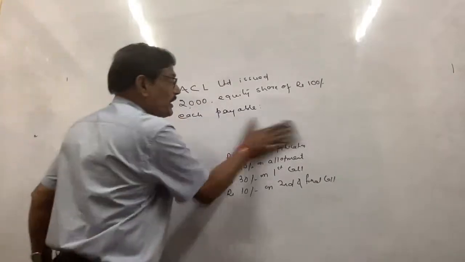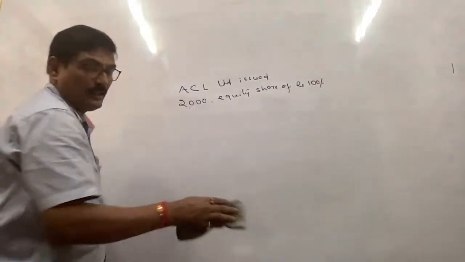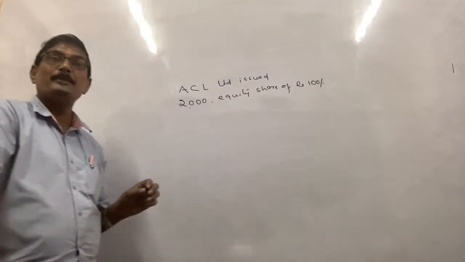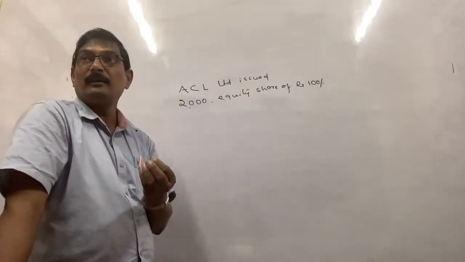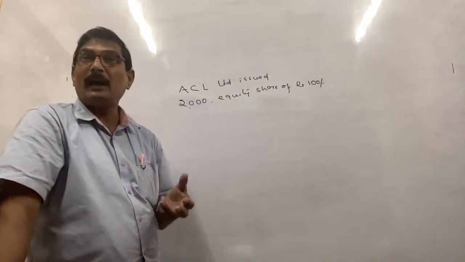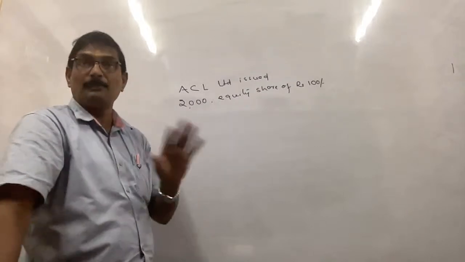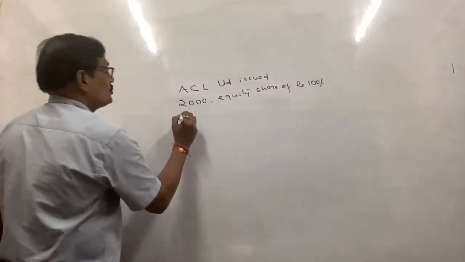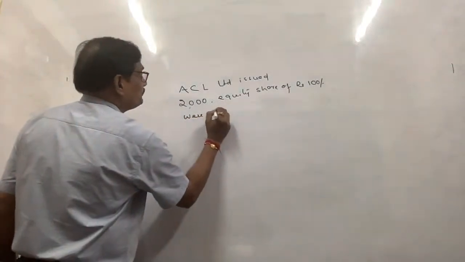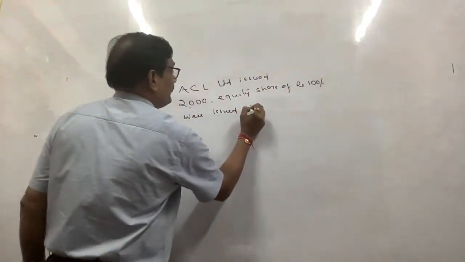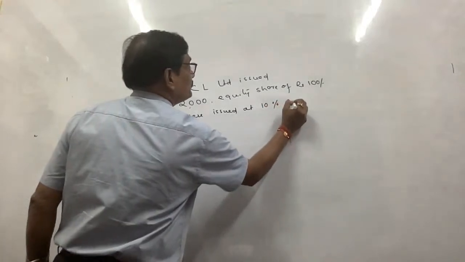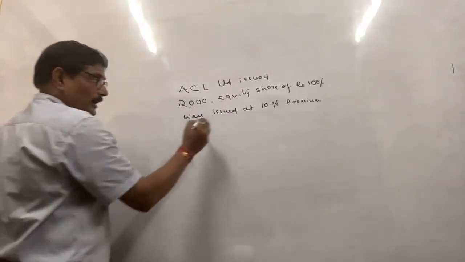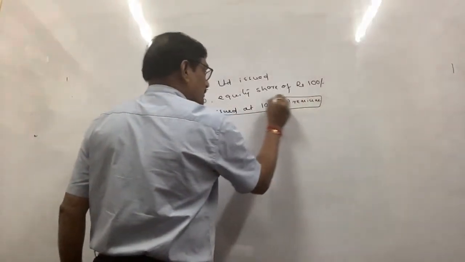Sometimes the question may instruct you or give directly that the shares are issued at premium, but there is every possibility that you may have to decipher it. You may have to find out whether the premium is there or not. Suppose it is given that 2000 equity shares of 100 each were issued at 10% premium. It is clearly given that they are issued at a 10% premium.